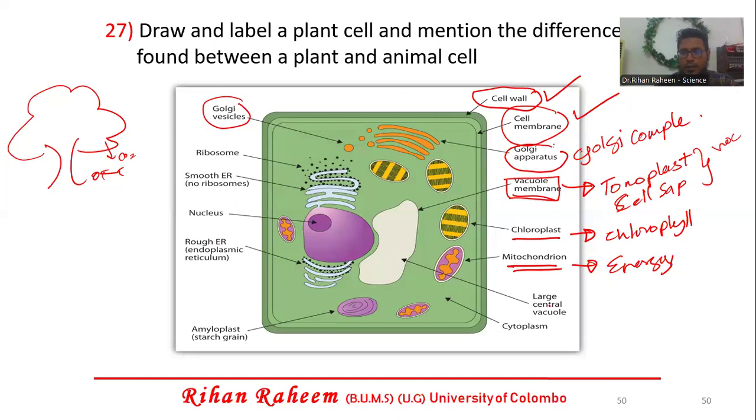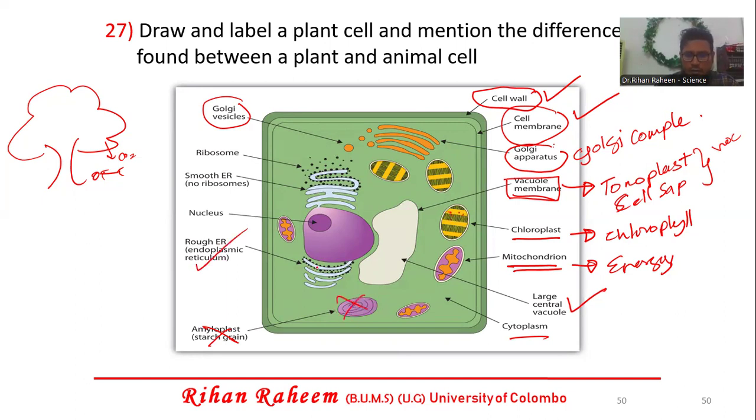Then the large centralized vacuole. Now this should be much larger than this; they have given a small one. Cytoplasm, we know, is semi-solid. This amyloplast, you don't need to worry about that. Those are stored starch. Starch can be stored inside the chloroplast or inside the cells in this amyloplast. For our O-level syllabus, it is not there.